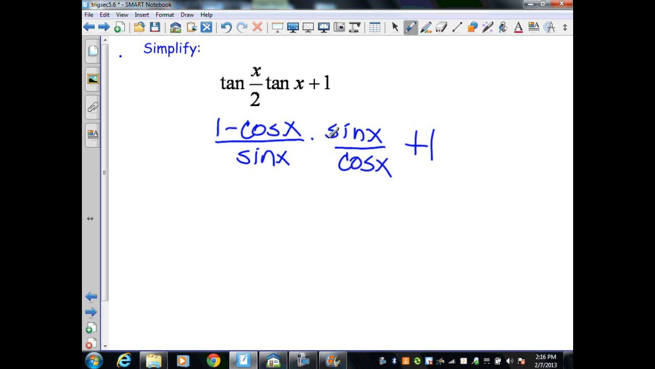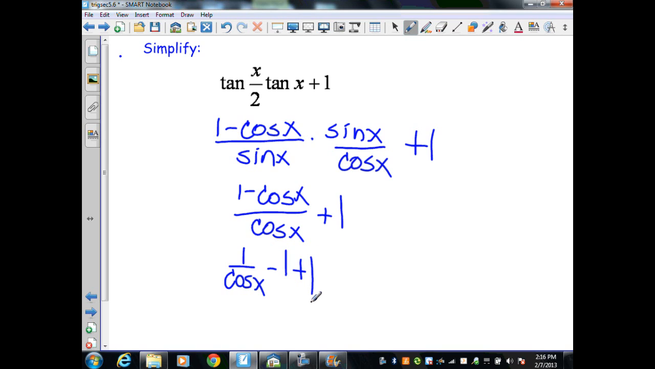So knowing ahead that I can have this cancel out helps me a lot. So that gives me 1 minus the cosine of x over the cosine of x plus 1. But this has to go into both. That gives me 1 over cosine of x minus cosine of x over cosine of x is 1, plus 1. And that just leaves me, when the 1's cancel out, 1 over cosine x. But I know that reciprocal identity is secant x.